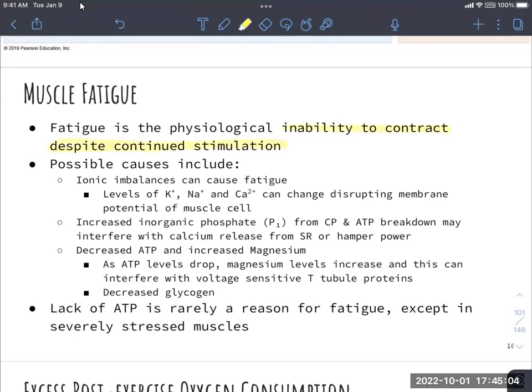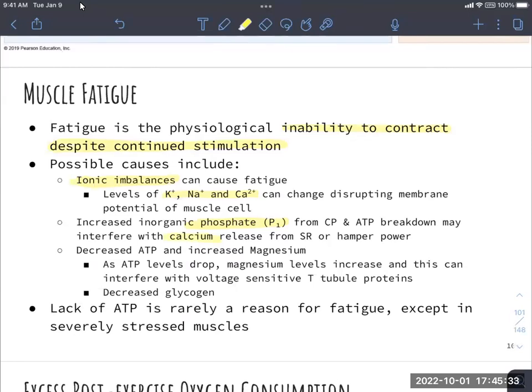We can have ion imbalances, so potassium, sodium, calcium. We may just not have enough, or we may have increased phosphate. And that ATP breakdown kind of interferes with the calcium release. So it kind of hampers that power to have anything happen.